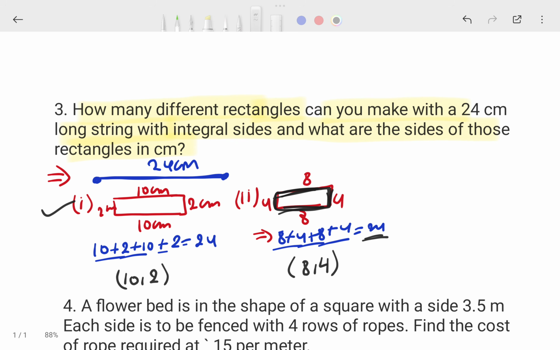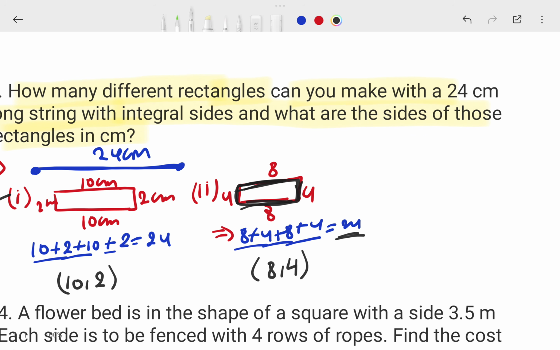Okay, so now 10 and 2 is over. 8 and 4 is over. Now let's do another one. 11 and 1 also we will do. We will make the third rectangle like that.